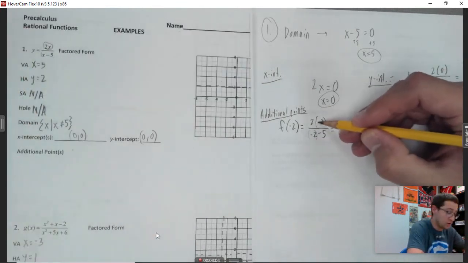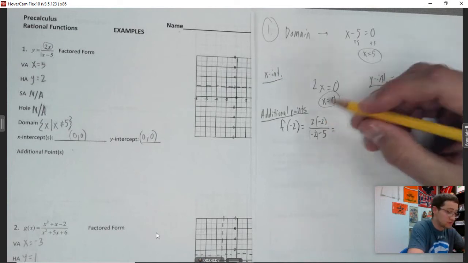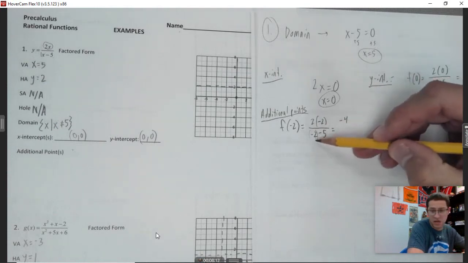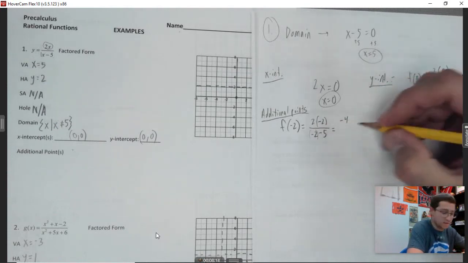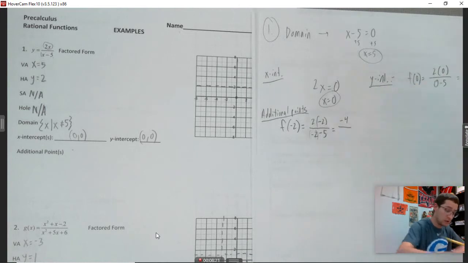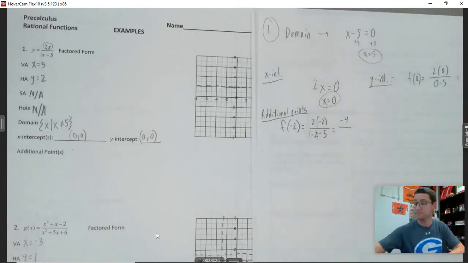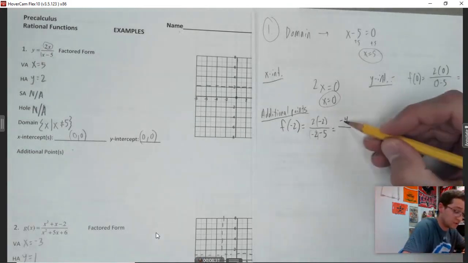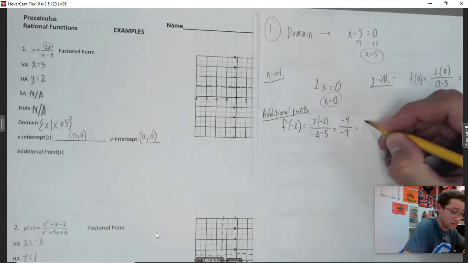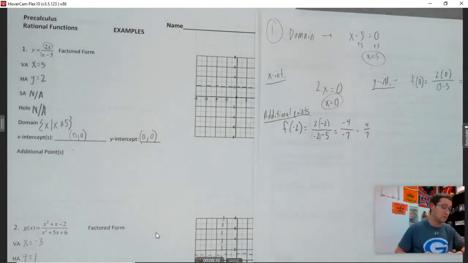So here I've got 2 times -2, so I've got -4, and then over here I've got -2 minus 5. Is that really the value I wanted? I guess it was. That's not the value I wanted, but that's okay. We're still going to have it. 2 times -2 is -4, and then -2 minus 5 is -7. So kind of a funky one, 4 over 7, though, is my fraction.